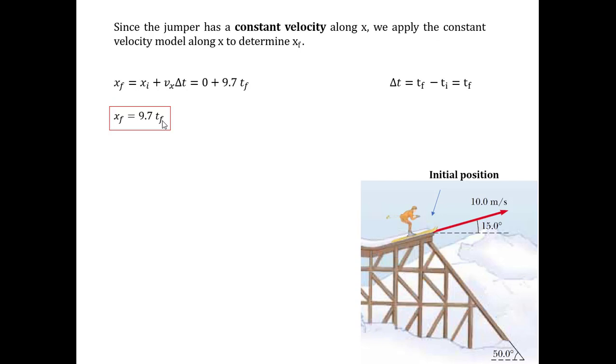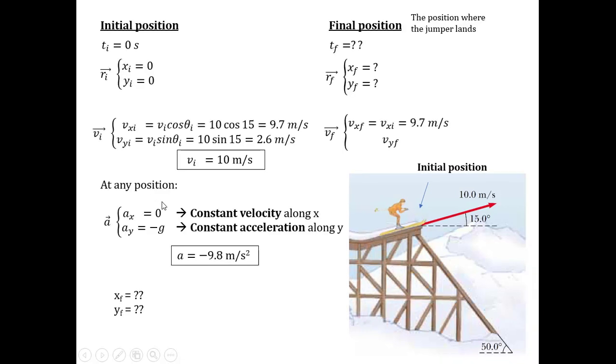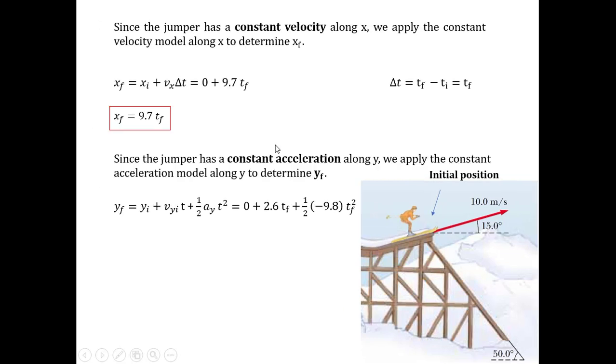For the motion along x we have a constant velocity model, whereas for the motion along y we have a constant acceleration model. Since we have a constant acceleration model along the y-axis, we can use this equation: Yf is equal to yi plus vyi times t plus the half of ay t squared. Again yi is equal to 0. vyi, let me go back to see what vyi is. It is 2.6 meters per second. You see how important this slide is, because we will go back to this slide whenever we want to make a calculation. So vyi is equal to 2.6 meters per second.